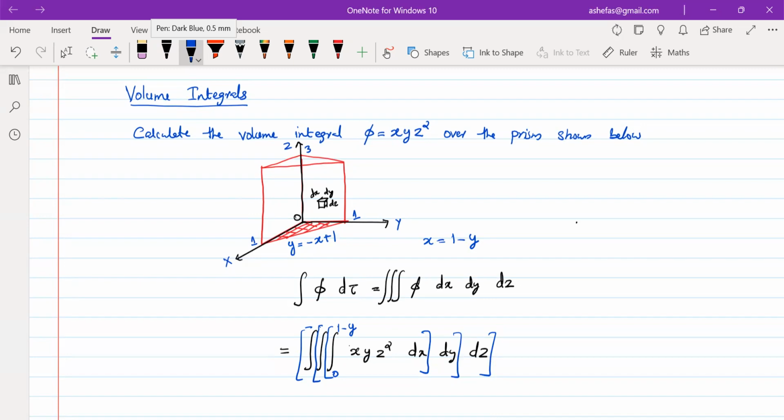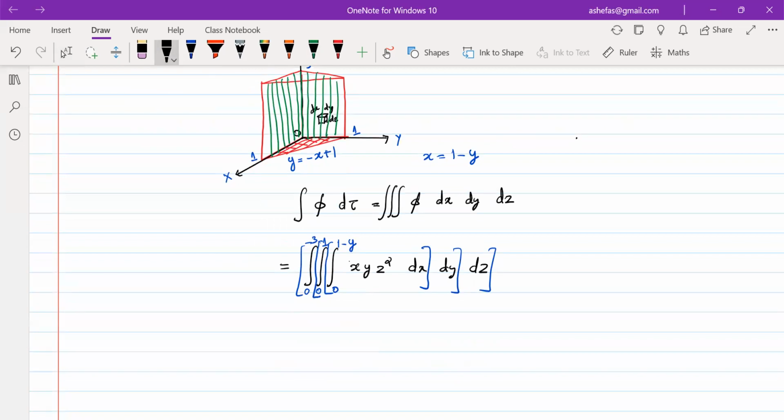Now what about the limit in y? The y starts from 0 and can go up to 1. And finally, what about z? The z varies from 0 to 3. Whatever be the value of x and y, z varies from 0 to 3. So for all values of x, z varies from 0 to 3, and for all values of y, z varies from 0 to 3. So this is our integration.